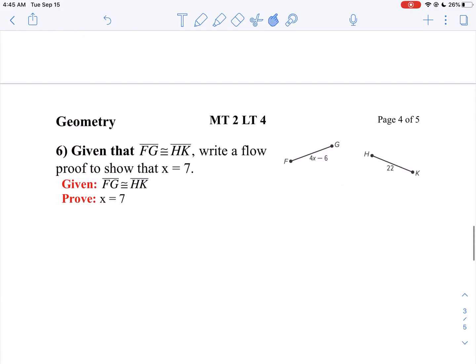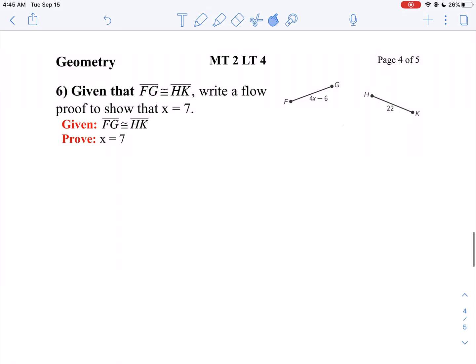Now we're going to do another type of proof right now. It's called the flow proof. Flow proof means flow chart. That's where it comes from. So you're going to describe your thinking in your flow proof. Some people, once I show them how to do a flow proof, like to do flow proofs all the time. Other people prefer the two columns.